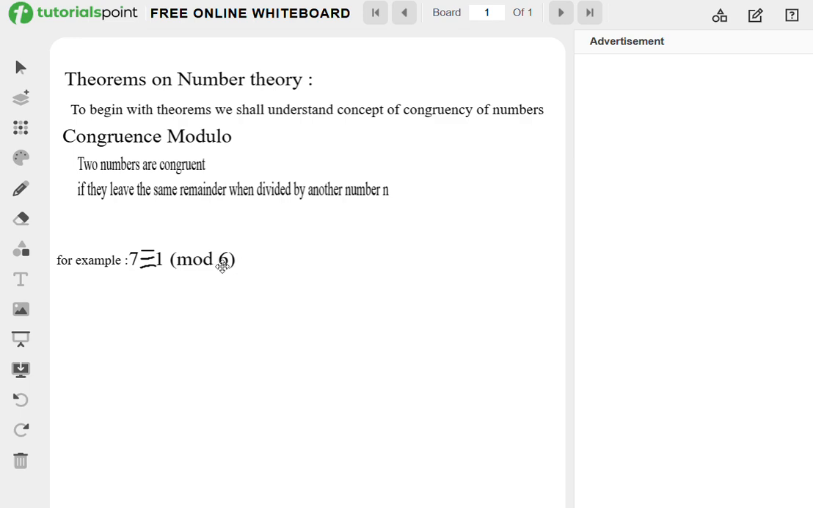So here n is 6, and when 7 is divided by 6, it leaves out a remainder of 1. Similarly, 13 when divided by 6 leaves out a remainder of 1, so 13 is congruent to 7.